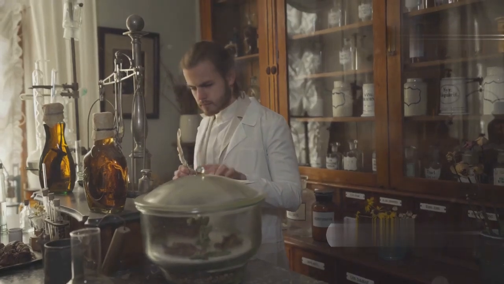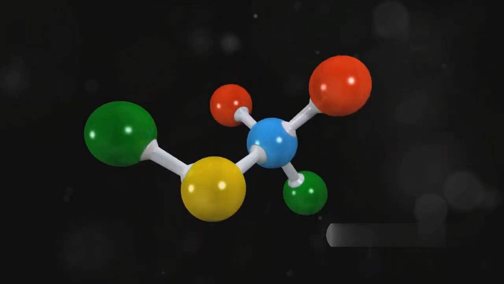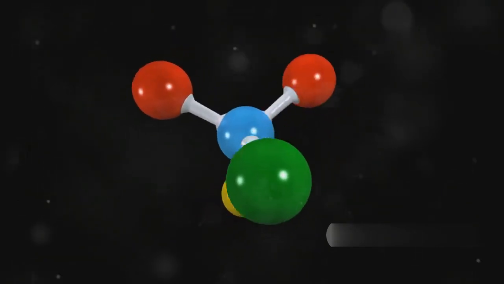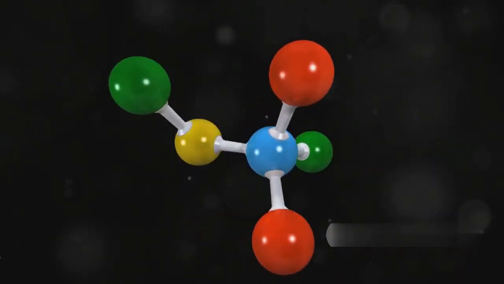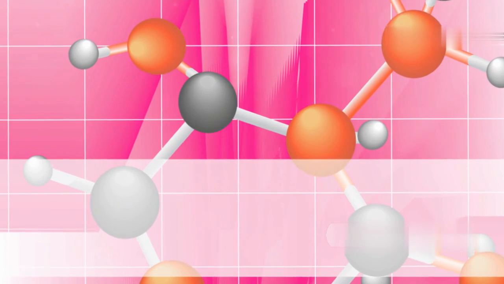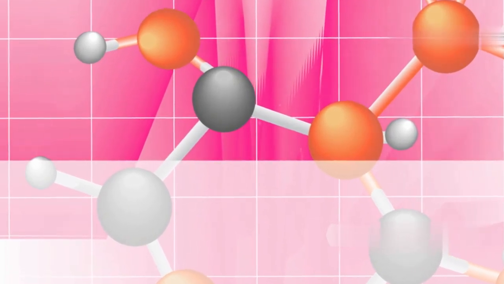The mole is a unit of measurement in chemistry. It helps us deal with the vast numbers of atoms and molecules in a manageable way. Just like we use a dozen to represent 12, we use a mole to represent a very large number.